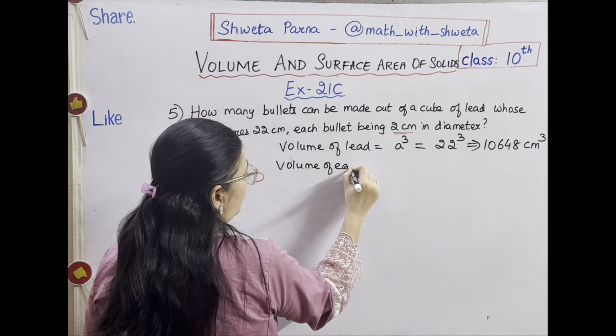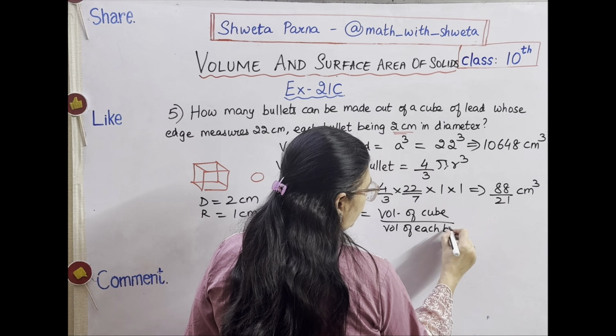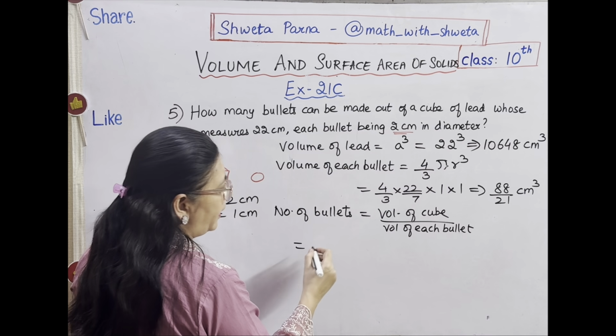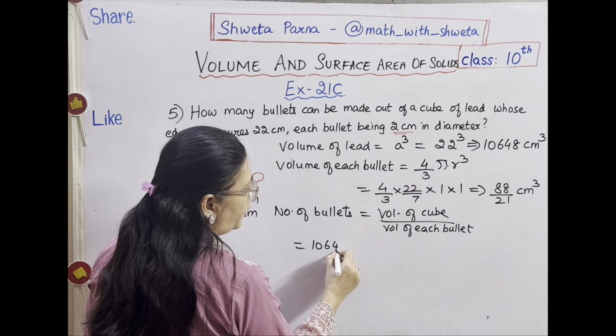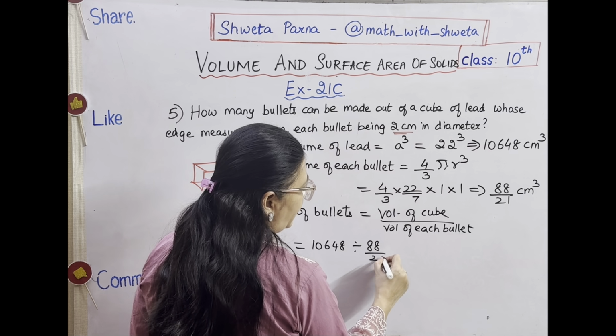Okay. Now they have asked how many bullets can you make from this. So the number of bullets, always this is the formula, the number of bullets that can be made is the volume of the cube upon the volume of each bullet. Okay. So what is the volume of the cube? It is 10,648 divided by 88 upon 21.